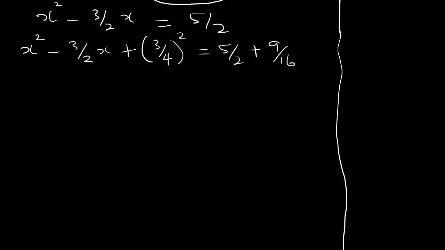We'll work on this fraction at the right hand side, 5 over 2 plus 9 over 16. Now we'll bring it to this place: 5 over 2 plus 9 over 16.